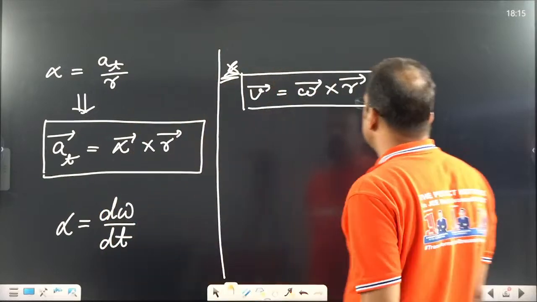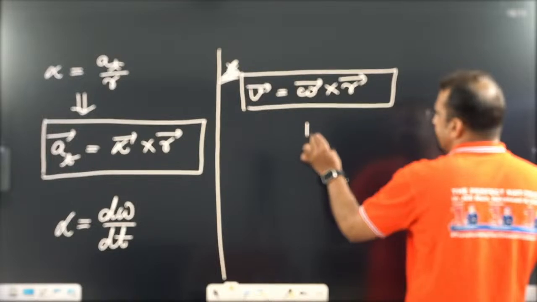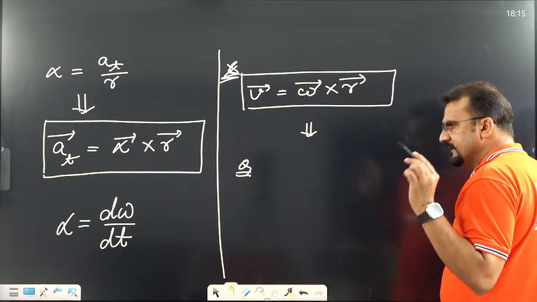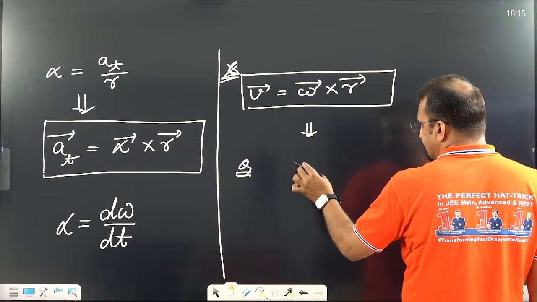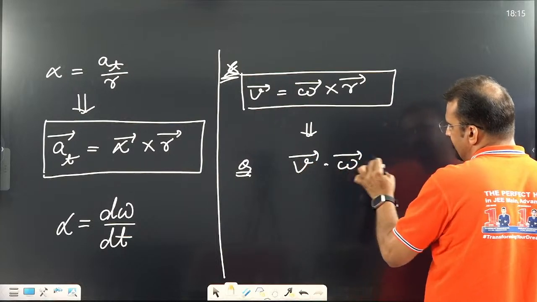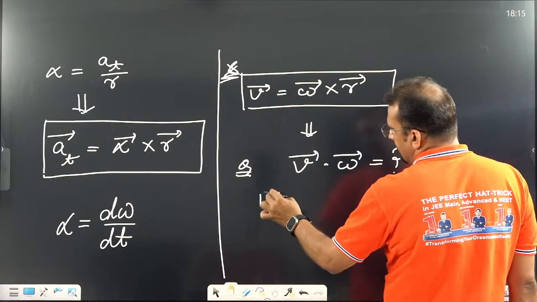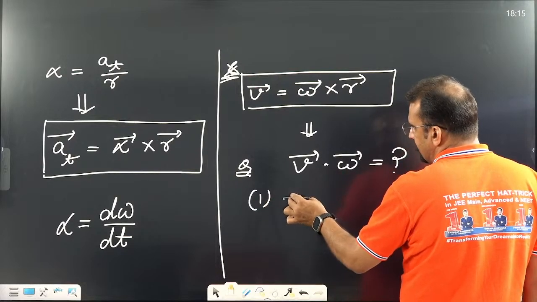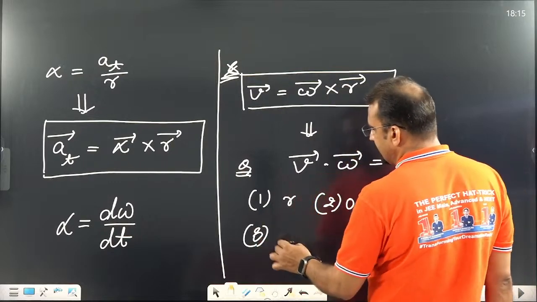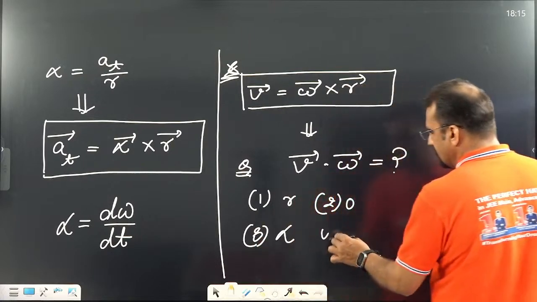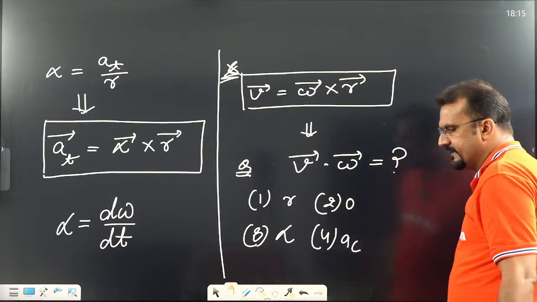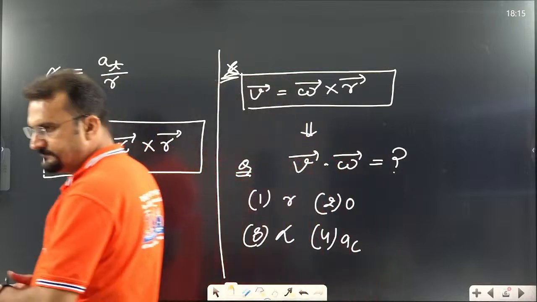Okay, let me check whether you people remember the vectors or forgot everything. If this is given and I ask you, in circular motion, what is v dot omega? Tell me the value of this one. I am giving you options. Option 1 is r, option 2 is 0, option 3 is alpha, option 4 is centripetal acceleration. Which is the right option? You tell me, dear student, fast.